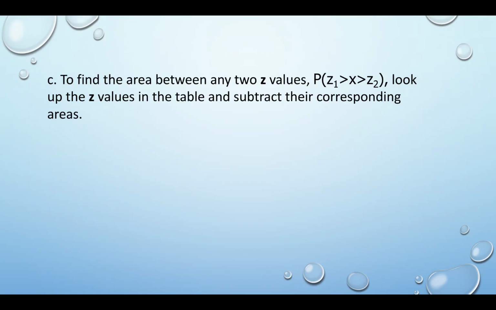And if you're going to find between two z values, let's say greater than this z-score but less than this z-score, yan, sa dalawang yan. So, kukunin mo lang lahat yung z values sa table and then kukunin mo lang lahat yung probability dun sa z table and then you subtract their corresponding areas. Of course, respectively, no? Higher probability minus lower probability.